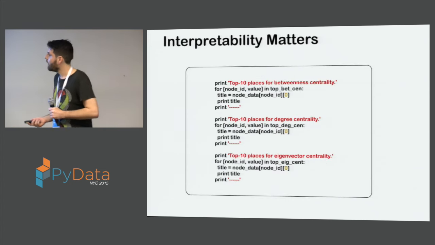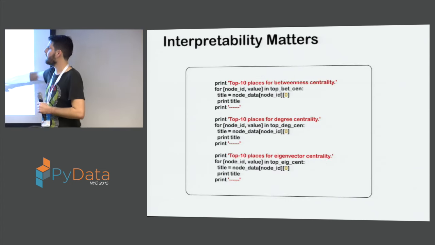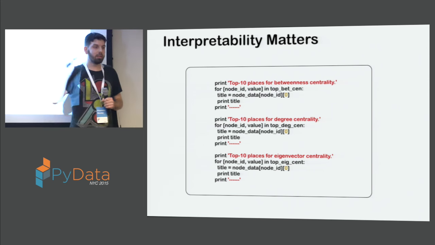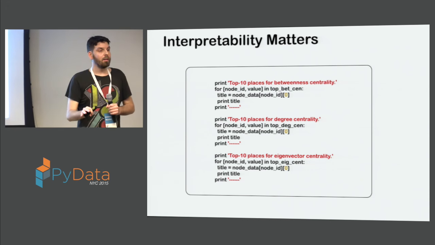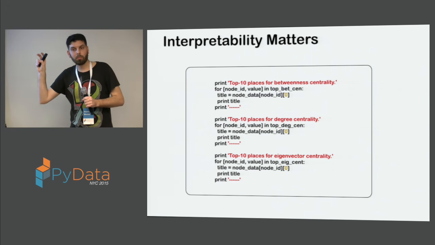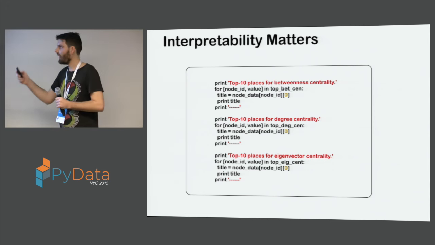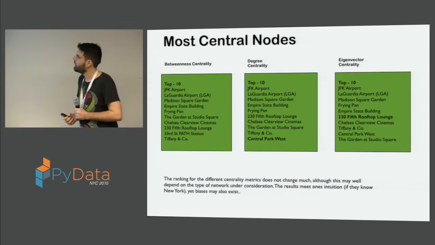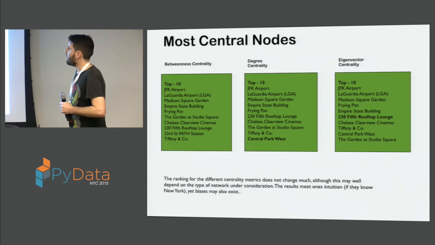And what we'll do is get the top 10 and plot the title of the place. So for each centrality metric, we will try to see what real-world places in New York belong to the top 10 most connected places. Right, and this is the output.